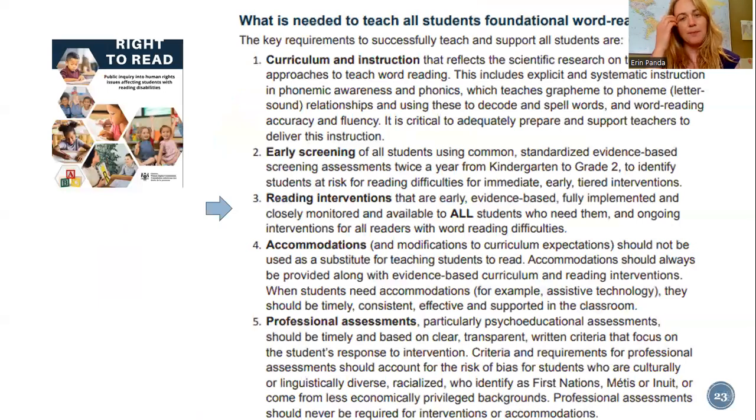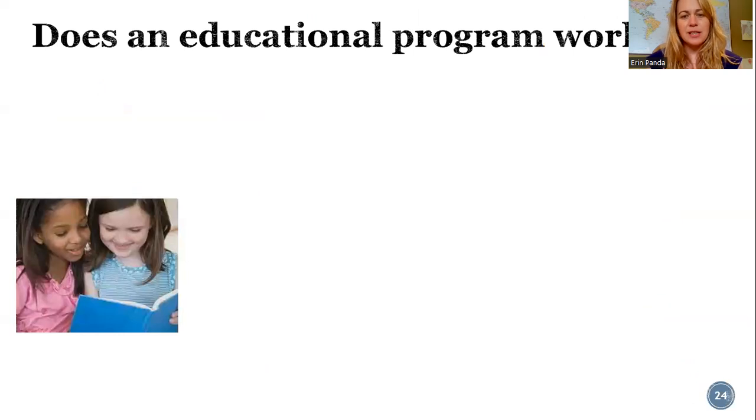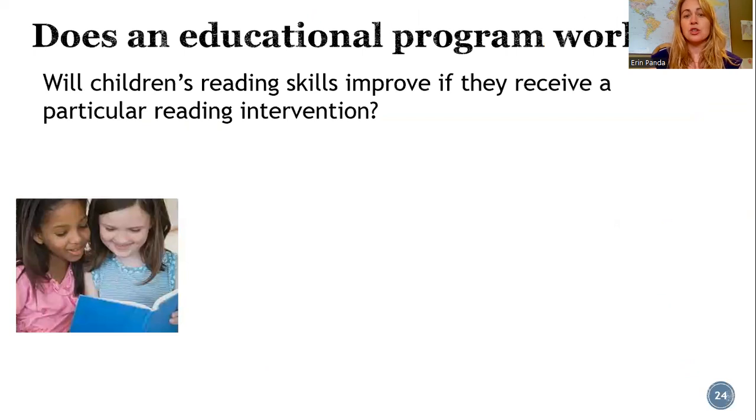This report made a number of recommendations, including that all children in Ontario should have access early on to evidence-based intervention that is implemented in their school. Now, I want you to imagine for a second that you're actually working in a school and you're thinking of implementing a particular program, and you want to be able to determine whether this program works. So whether children's reading skills are going to improve if they receive this particular intervention in their schools.